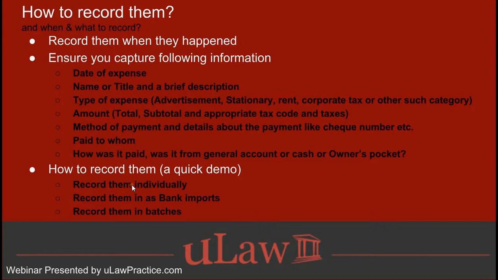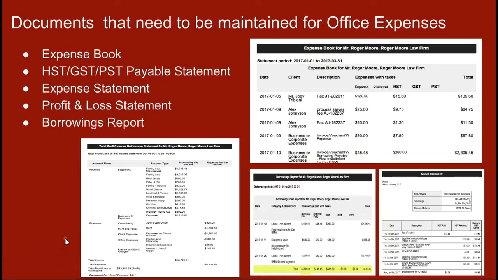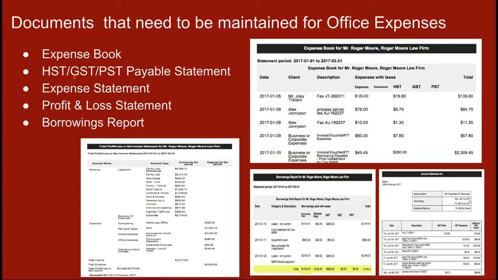We'll definitely look at how you can quickly record these expenses as well. You can use uLaw just as an example. It's definitely not a show-off of the uLaw capabilities, but just to use uLaw as an example of how you could use a legal accounting software to record both disbursements and office expenses. Okay. And some of the documents to be maintained from an office expense standpoint: you have your expense book, your provincial taxes payable statements, your expense statement, which becomes a big part of your profit and loss, and if you had any borrowings, the borrowings report as well. Okay.